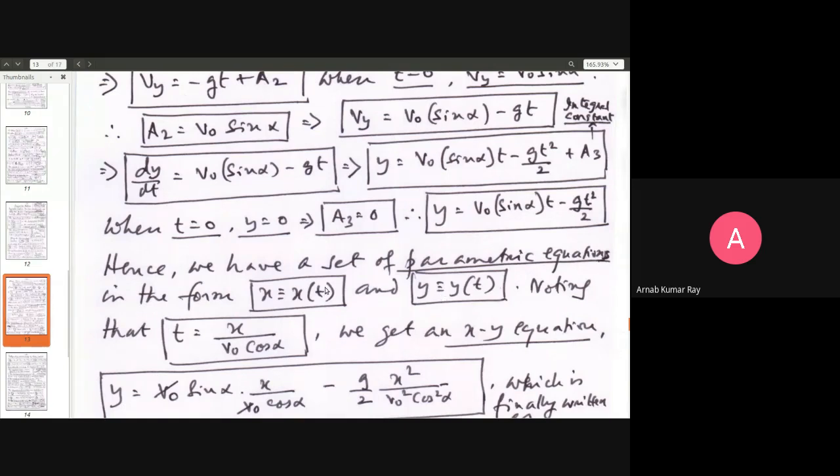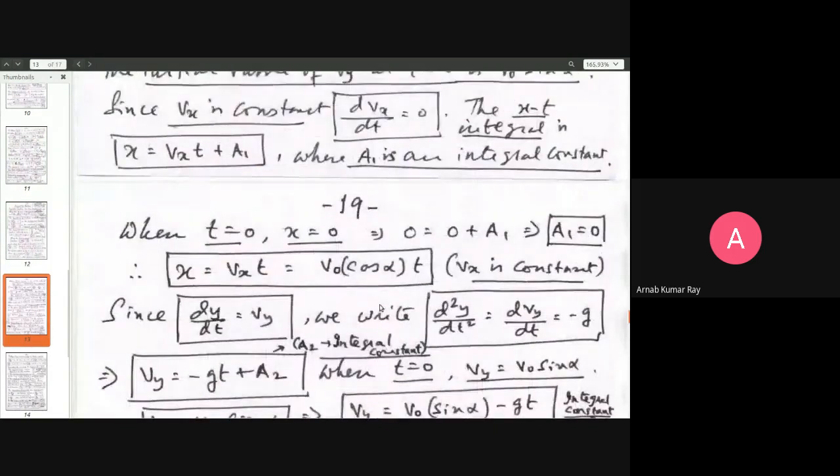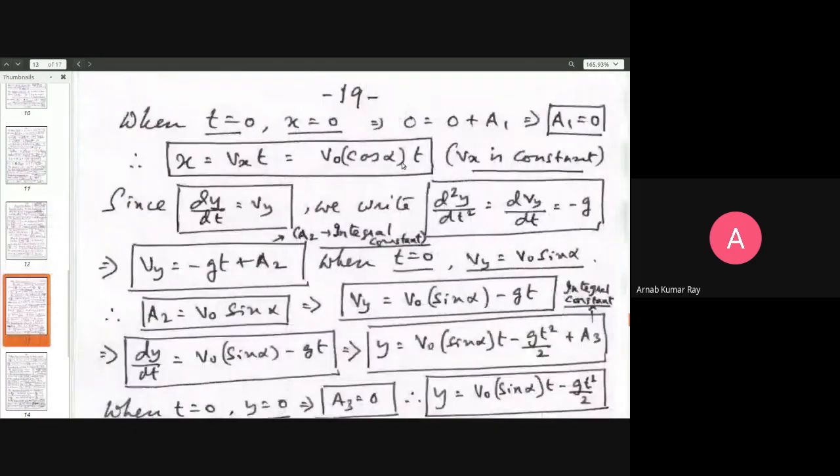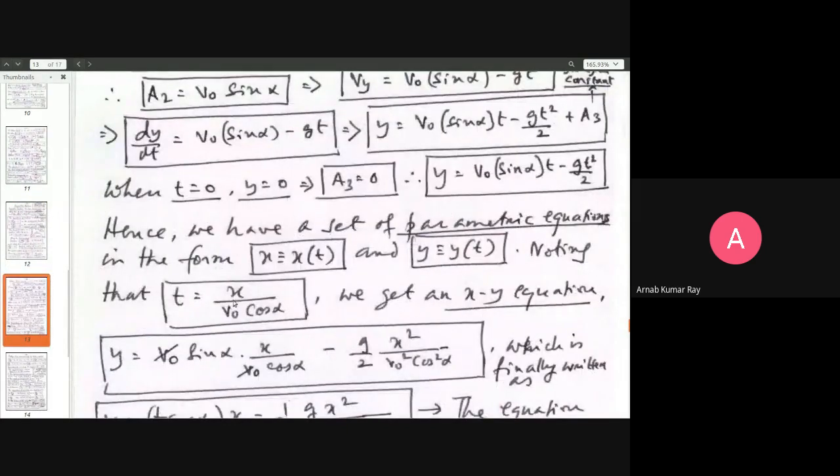That is the point where we ended in the last class, the parametric equations. Let us go back to the x equation. t is equal to x by v naught cos alpha. That is what we write. So this is the t that we shall substitute in the y equation.